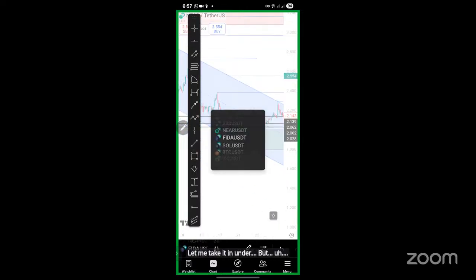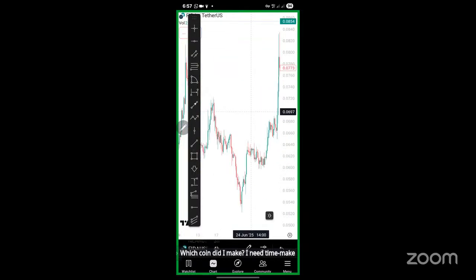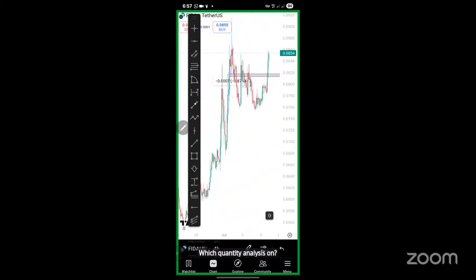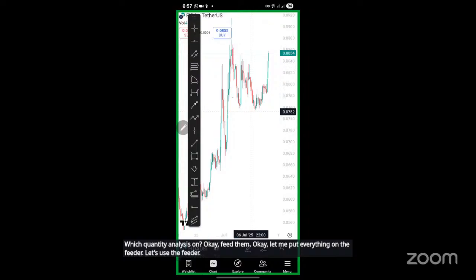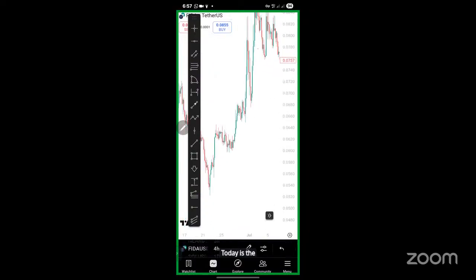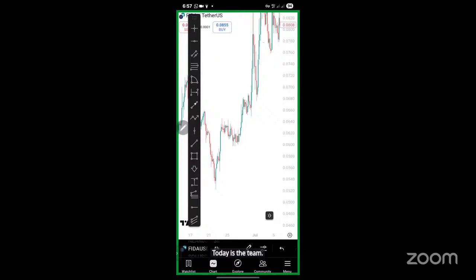Which coin did I make analysis on? Okay, feeder. Let me put everything on feeder. Let's use the feeder, Feeder USDT. And we start drawing a trend line.